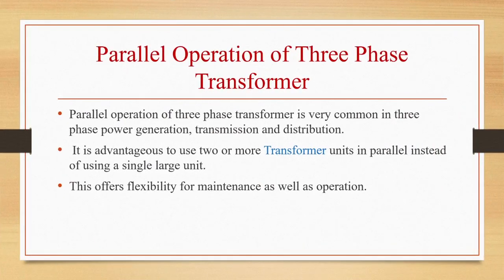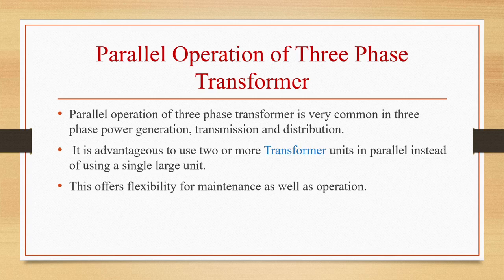Now we are going to see parallel operation of three-phase transformers. Parallel operation of three-phase transformers is very common in three-phase power generation, transmission and distribution. It is advantageous to use two or more transformer units in parallel instead of using a single large unit. This offers flexibility for maintenance as well as operation. So instead of using a single large unit, we are using two or more transformer units which are connected in parallel.